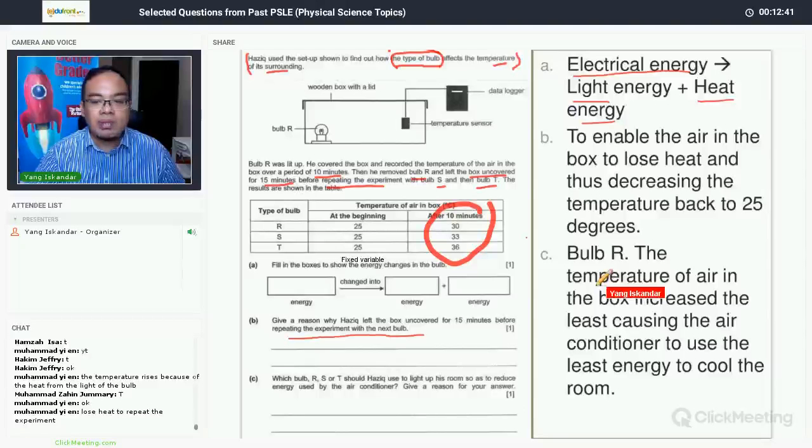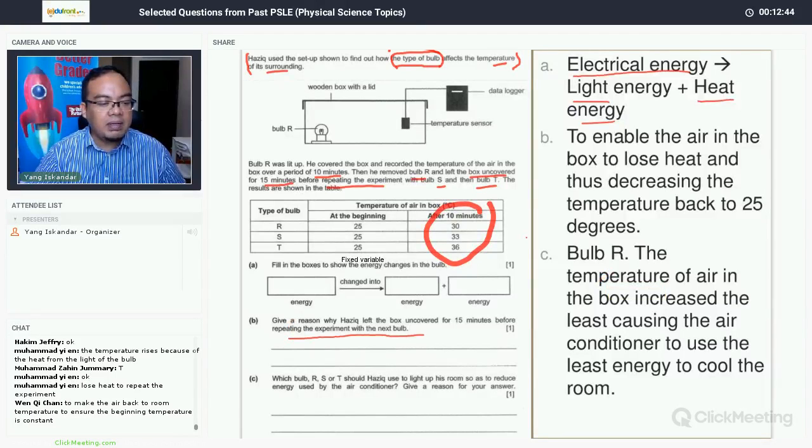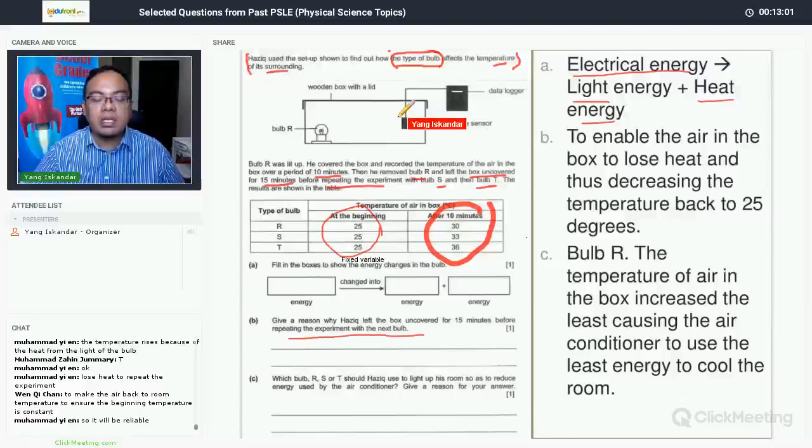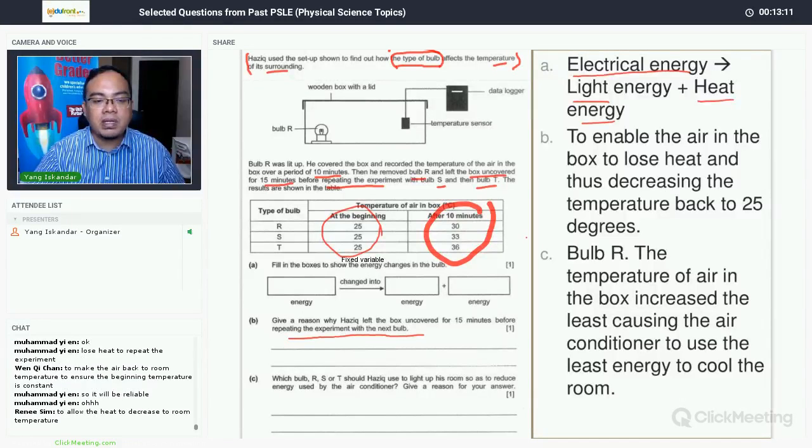Now, why do you think is the reason? Without looking on the right side, can anybody tell me? Wenchi, very good. To make the air go back to room temperature, which is 25 degrees Celsius. Because if you continue immediately, you change to a new bulb and then you measure it, it will not be a fair test, right? You need to wait for the temperature in the surrounding to go back to 25 degrees Celsius. It is not about reliability, Ian. Reliability is when you repeat the same experiment. Here, we are referring to ensuring that there is a fair test.